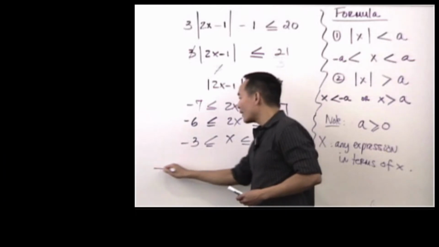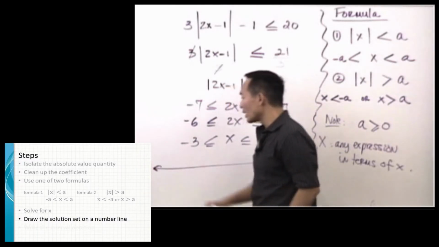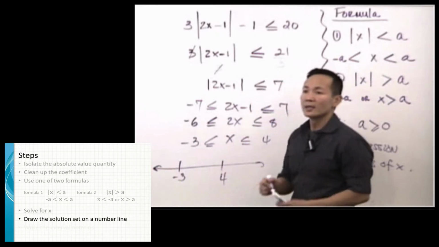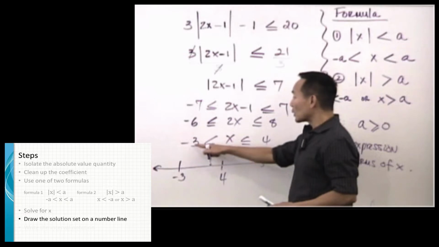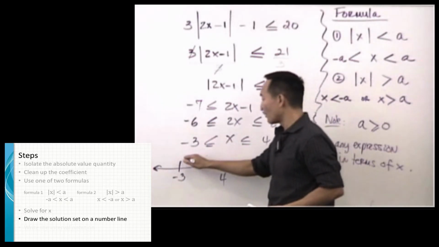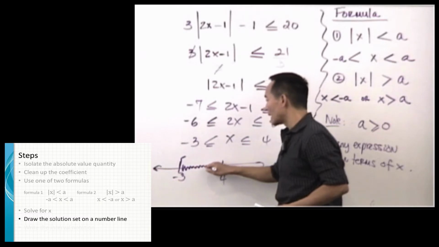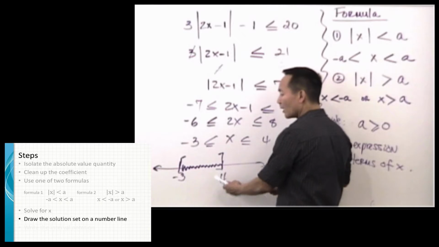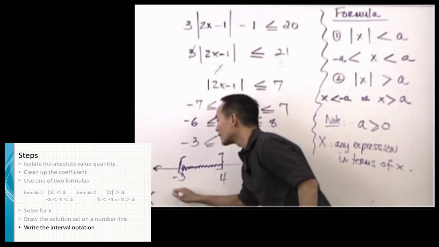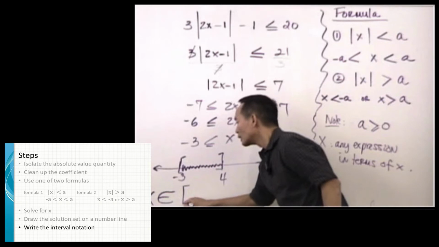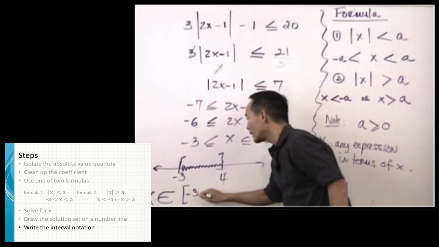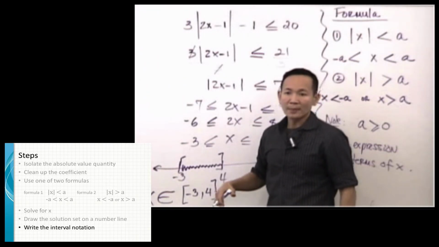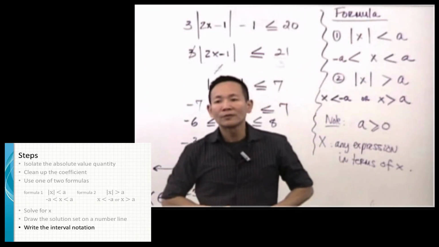And then you have to draw the solution set on the number line. Here I have 2 numbers, negative 3 and 4. And then we know that x is between negative 3 and 4. So we shade everything between negative 3 and 4, including negative 3 and including 4. And the interval notation for this is x belongs to the interval, open the bracket, negative 3, comma 4, and you close the bracket. So that is step by step how to solve for an absolute value inequality.